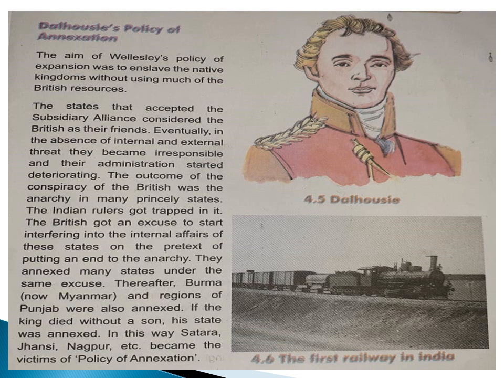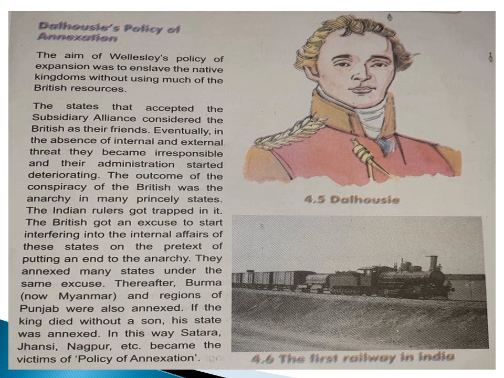The states that accepted the subsidiary alliance considered the British as their friends. Gradually, many rulers became irresponsible. They thought that the strong British army was there to support them. The administration started deteriorating. Many princely states suffered anarchy. Anarchy means disorder due to absence of authority.